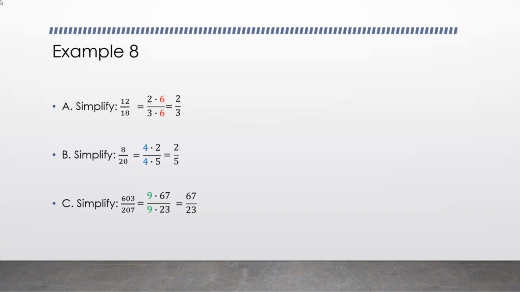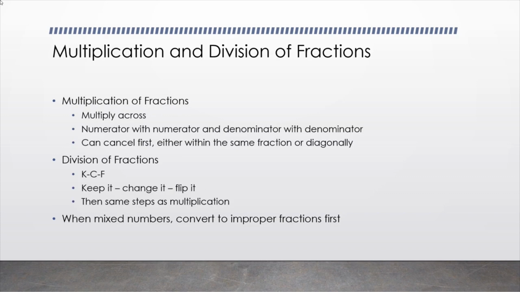So let's go to the next section. Multiplying and dividing of fractions. When you're multiplying fractions, you do multiply across, numerator with numerator. Do not confuse that with cross multiplication. That's a little different. You multiply across, numerator with numerator, denominator with denominator.